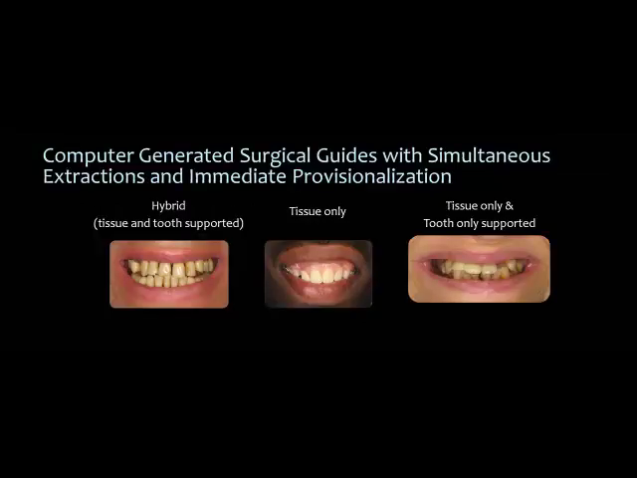So what I'd like to do now is to go over some cases. Cases specifically are the first case, which uses a hybrid design where it's tooth and tissue supported. The next case will be only tissue supported, and the last case will be both jaws, which is tissue supported in the upper jaw and tooth only supported in the lower jaw.